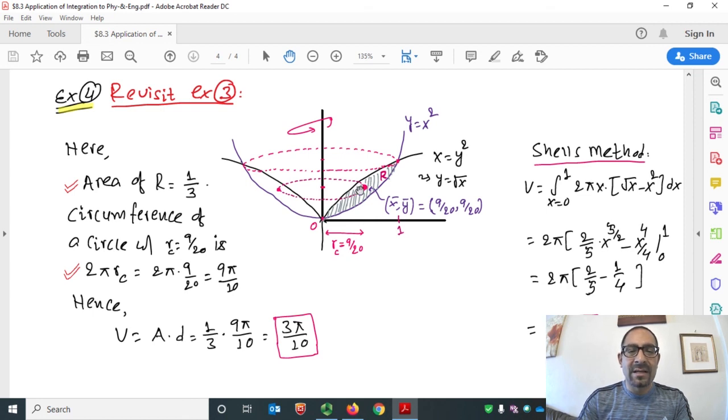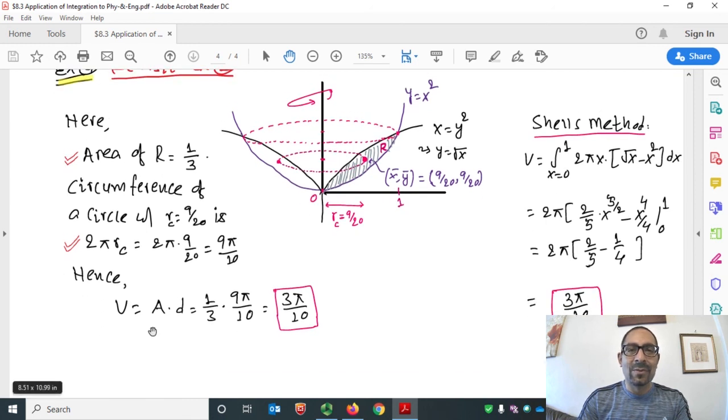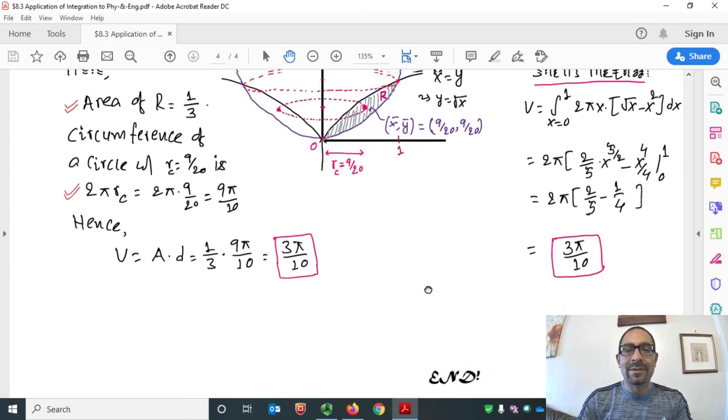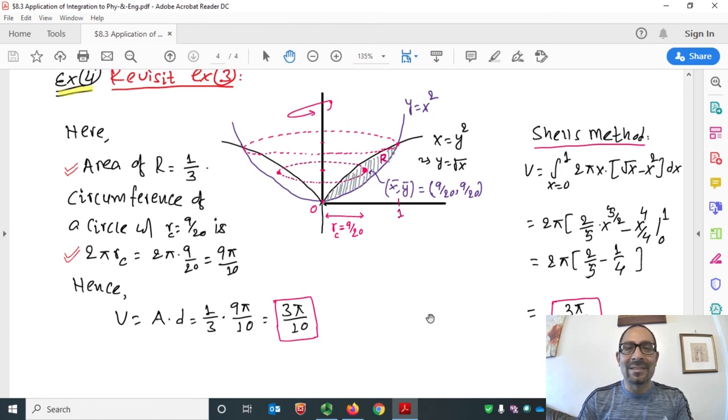So first find the area. The area of this region, which we computed above, bounded by y equals x squared and x equals y squared, is 1/3. The circumference of the circle with radius 9/20 is 2 pi r, which is 2 pi times 9/20, or 9 pi over 10. Hence the volume equals this area times this circumference. So 1/3 times 9 pi over 10 turns out to be 3 pi over 10. These two are equal. Great. So we finish this section. Thank you.